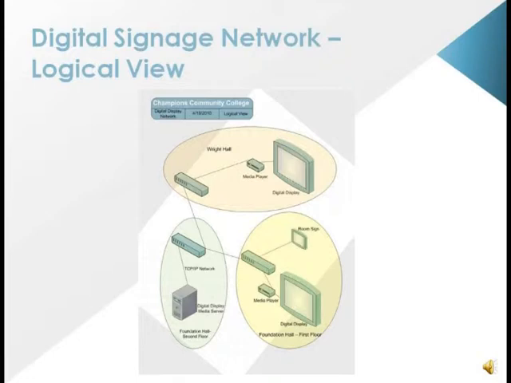The next view is a logical view of the digital signage network. In Wrights Hall, there will initially be one digital display located in the student union. The media player will send data to the display for viewing. It is connected to a network switch in the comm closet of Wrights Hall.